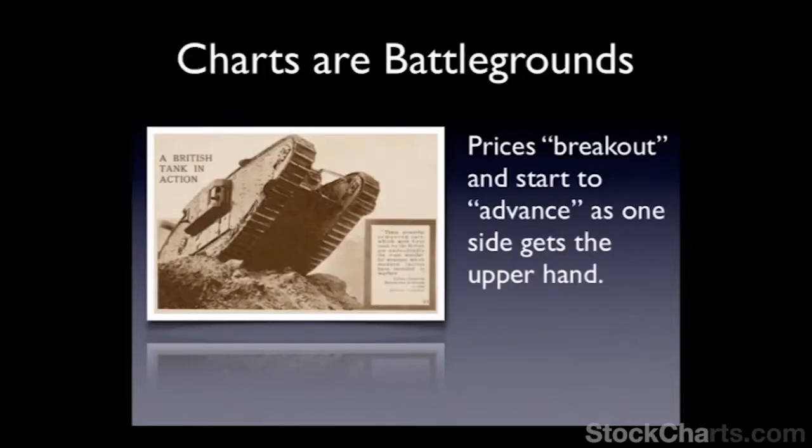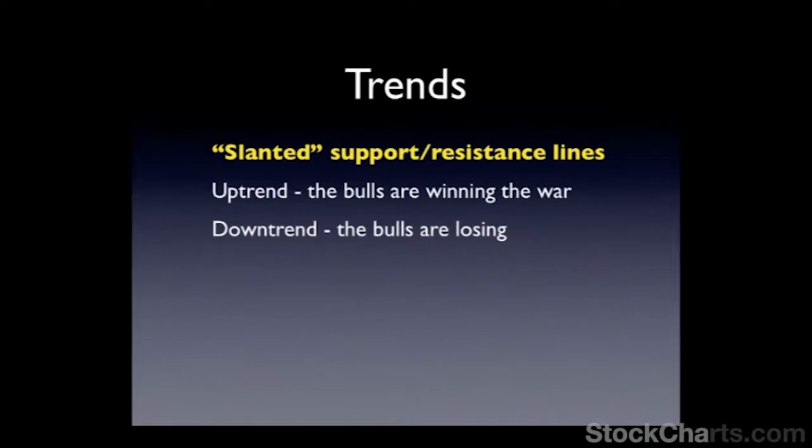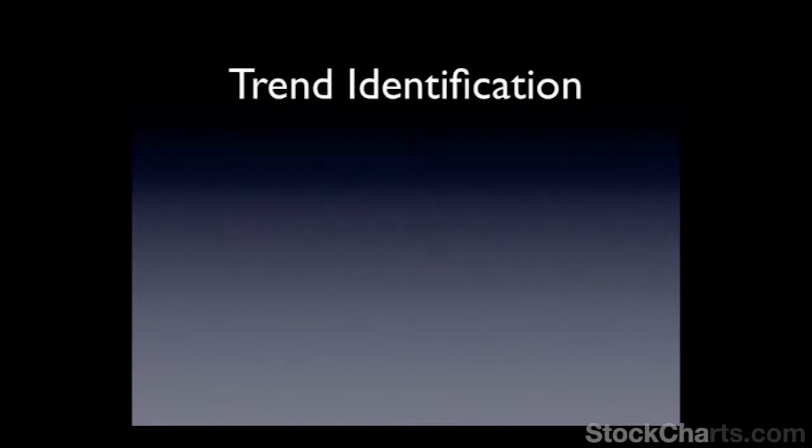Here we go, battlegrounds again. Prices break out and start to advance as one side gets the upper hand. Trends, slanted support resistance lines. Trends can be thought of simply as slanted support resistance lines, to a point. If the line is slanted upwards, the bulls are winning. If the lines are slanted down, the bears are in control. What could be simpler?